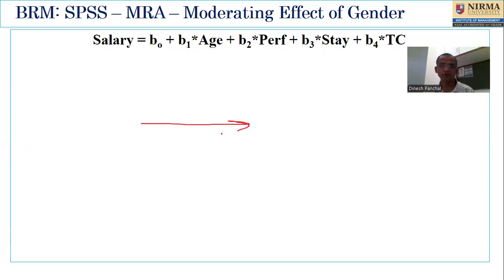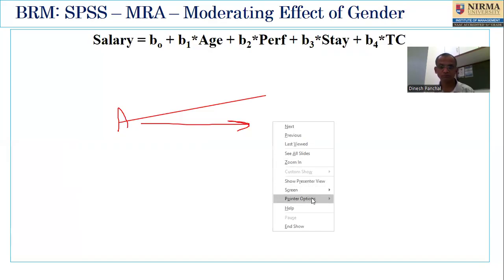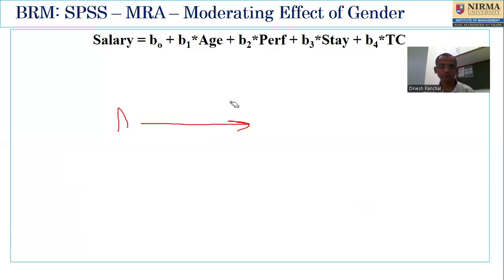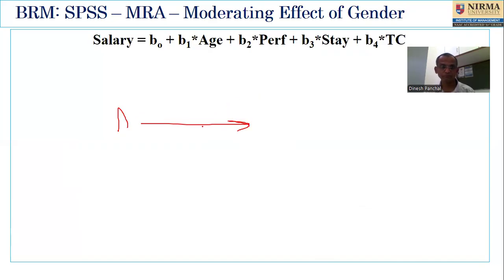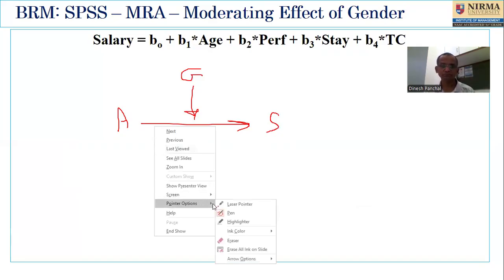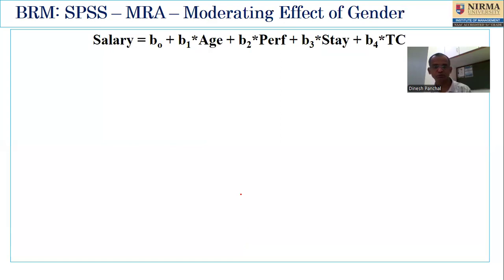We have age as an independent variable affecting the salary, and this relationship getting impacted by the gender. And similarly for performance to salary, stay to salary, and TC to salary. So let's see how to do that.